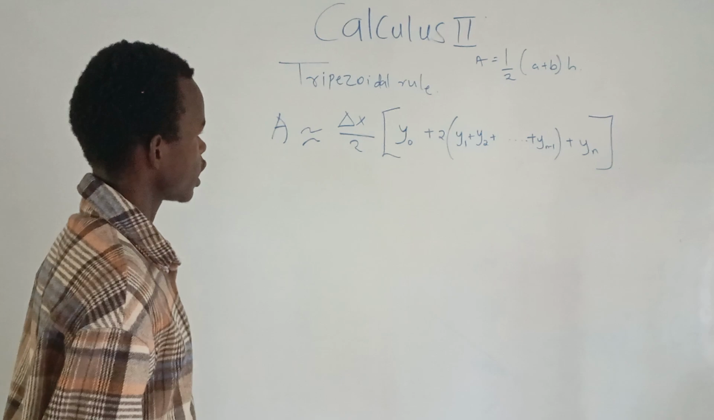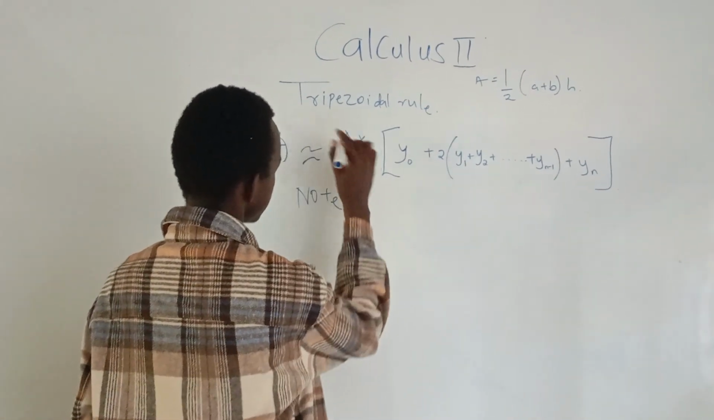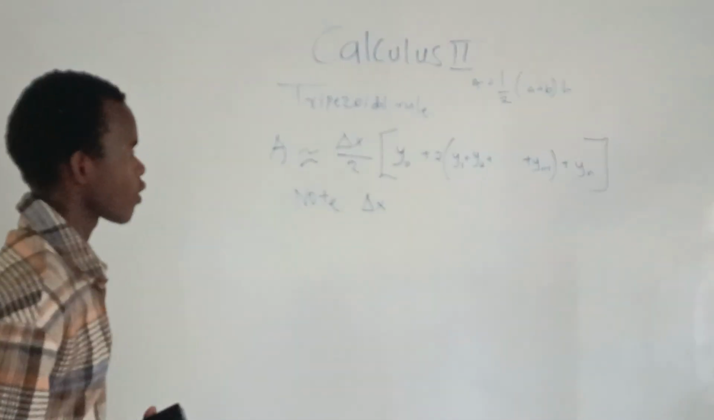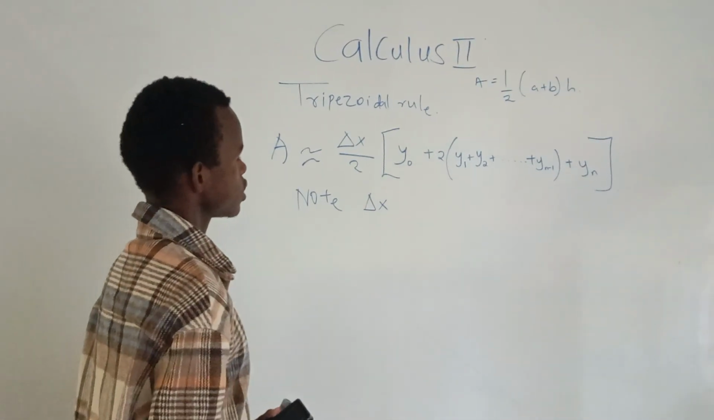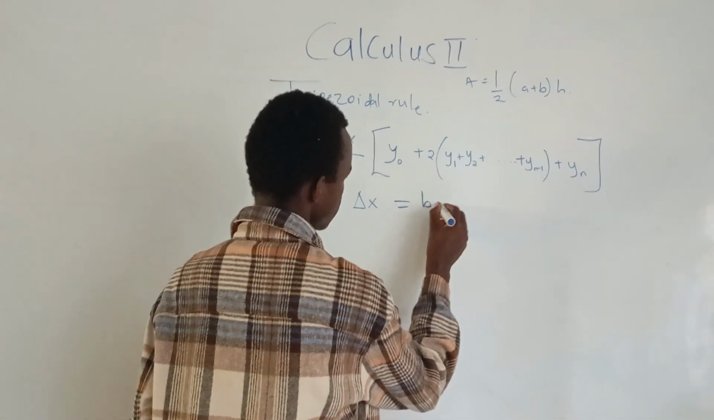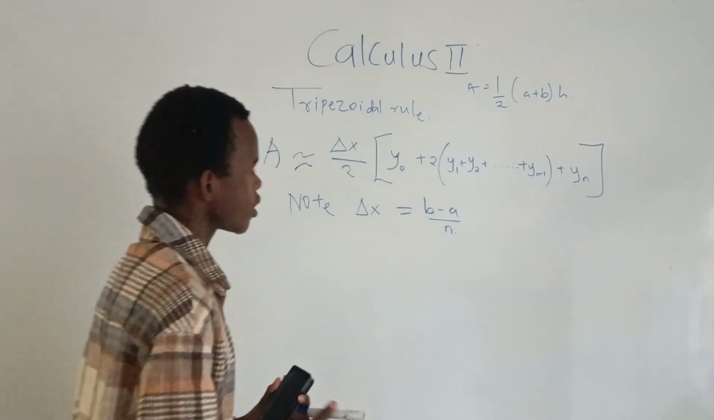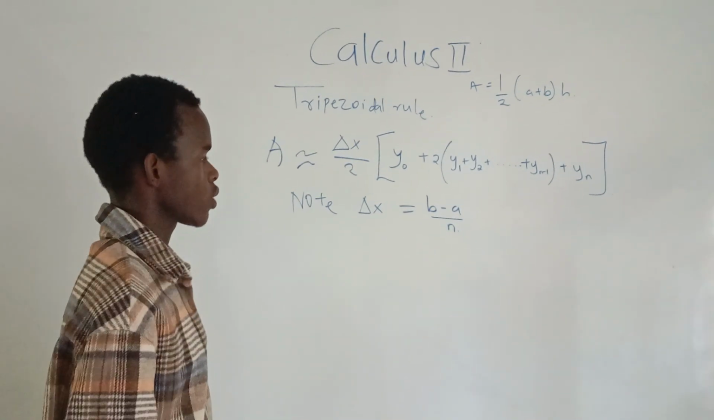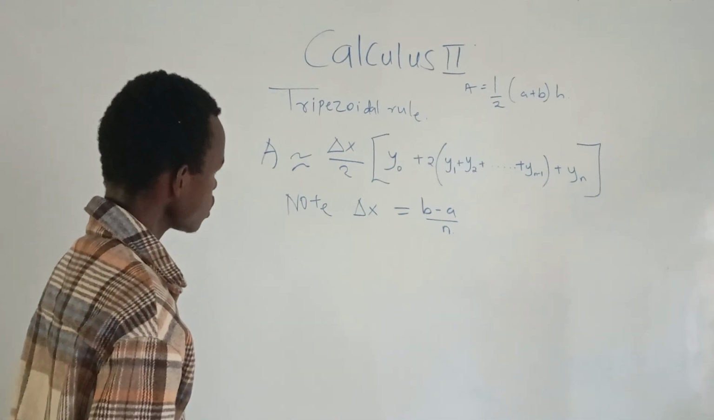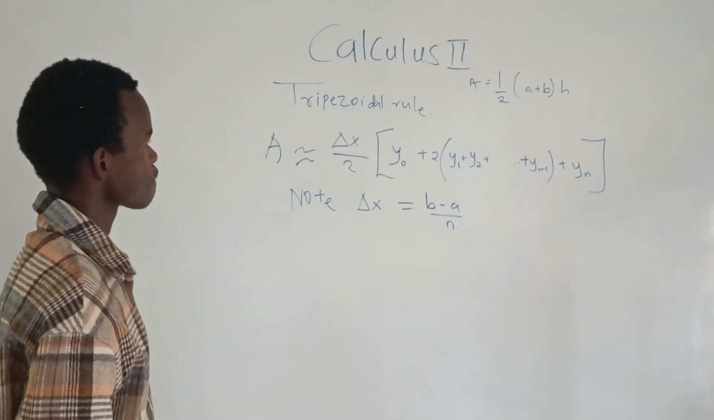For note, delta x is the width of the trapezium. Delta x is calculated as b minus a divided by n, the number of trapezoids that you require. For this case, n is usually given. Having these, let me find an example.